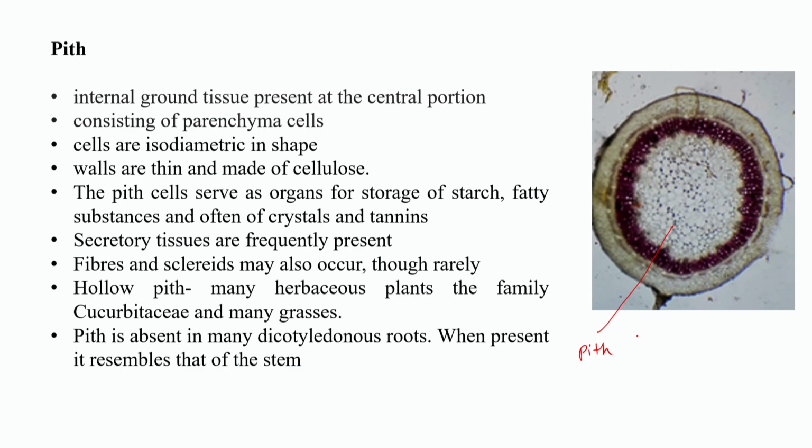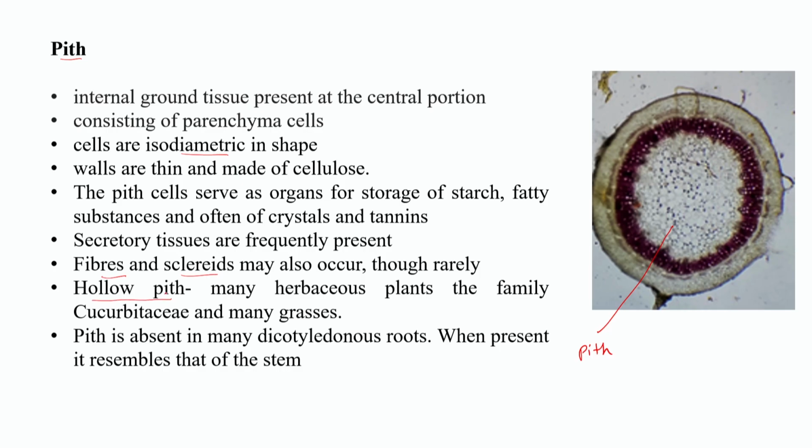Now, coming to the next important tissue, in the center you will see that the central portion is occupied by a parenchymatous tissue known as pith. These cells are isodiametric, parenchymatous in nature, thin walled, made up of cellulose, and pith acts as a storage organ, storing starch, fatty acid and many tannins also. Sometimes these may contain fibres or sclereids; when a plant gets older, these parenchymatous tissues could be lignified and developed into harder tissues.